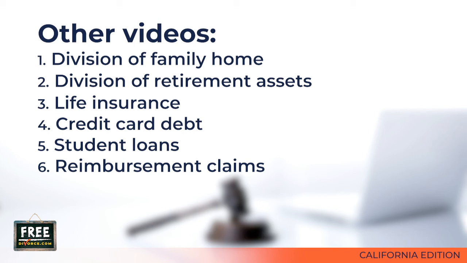We also have a separate video on reimbursement claims. Reimbursement claims are oftentimes related to the division of assets and debts. As I mentioned earlier, if you use your separate property funds for the down payment on a house that was purchased during the marriage, you will have a separate property reimbursement claim that needs to be taken into consideration when you and your spouse discuss how to divide the equity in the family home. So you want to listen to that reimbursement video.